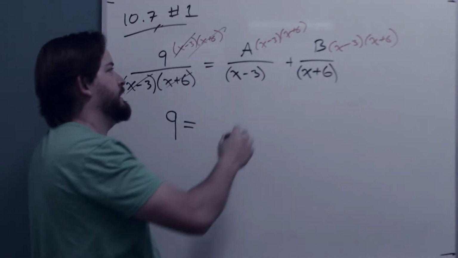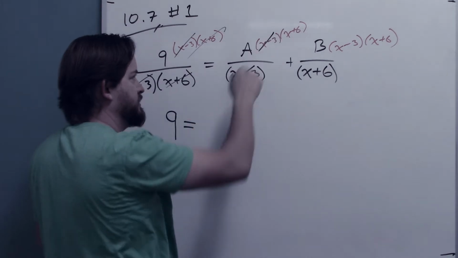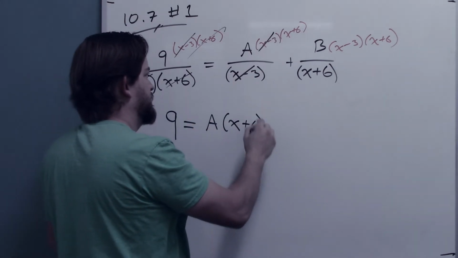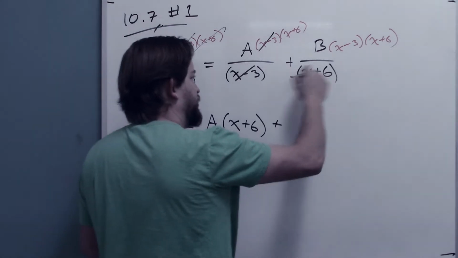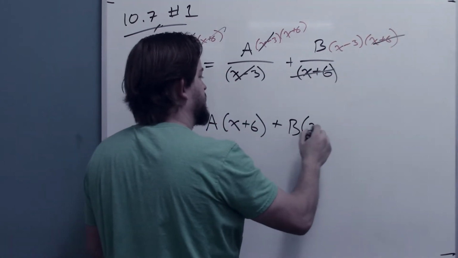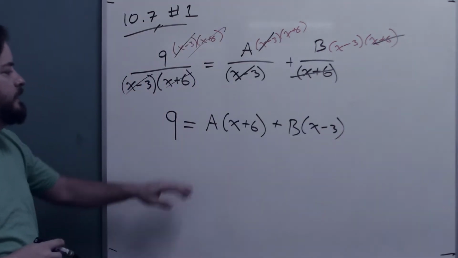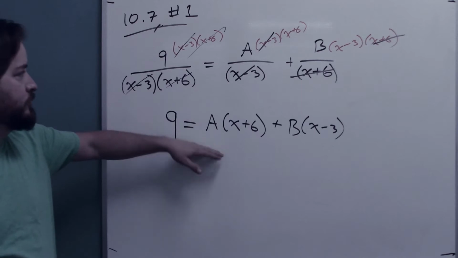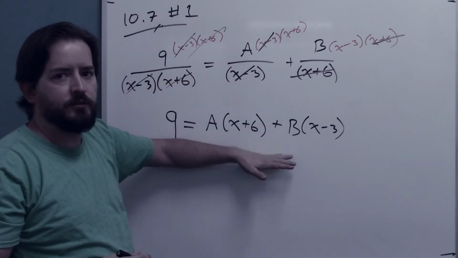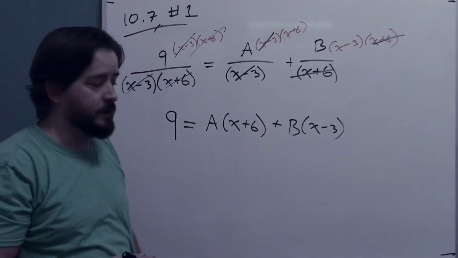The right-hand side, the x minus 3 cancels the x minus 3 on this A term, leaving me with A times x plus 6. X plus 6 cancels with the x plus 6, leaving me with B times x minus 3. And this has to be true. For this entire thing to be true, this has to be true for every single x. 9 has to be equal to all of this over here, right?